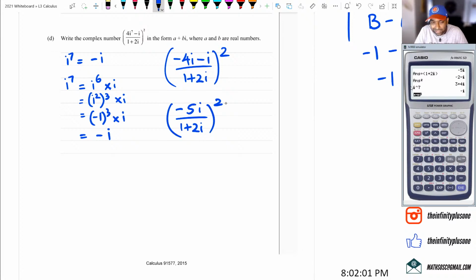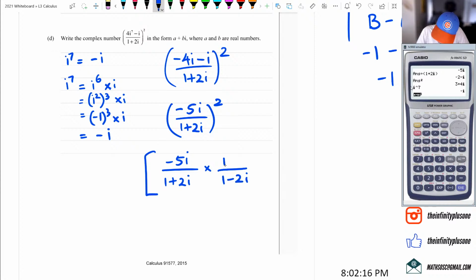Now, this is the tip that I'm going to give you guys on how to actually hack this. Instead of trying to do all this big, long working, I would go negative 5i divided by 1 plus 2i, multiplied by 1 minus 2i over 1 minus 2i squared. What I'm showing the marker is that I'm doing multiplication by the conjugate. So because of that, I'm just going to put this directly in the calculator.